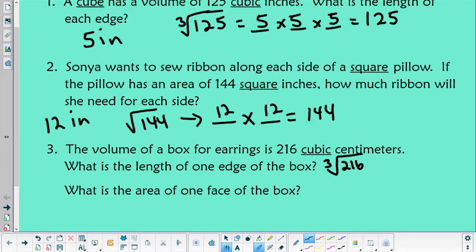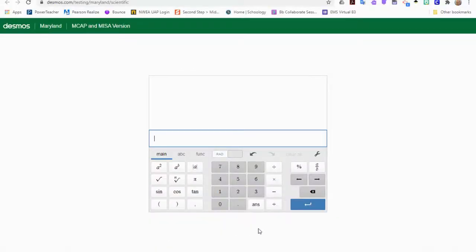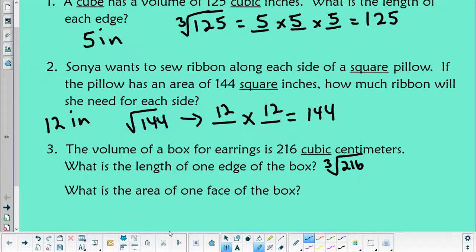So if we go to our Desmos calculator and we hit the n square root button, we're going to tell it we want the cube root and we want to take the cube root of 216 and we get 6. Okay, so it's just a refresher of which buttons you need to hit. So each length of the box would be 6 and our unit is centimeters.